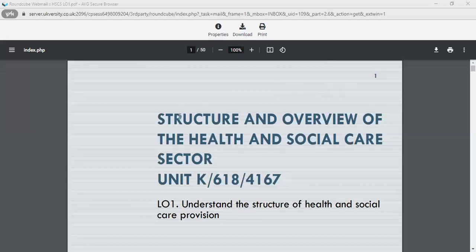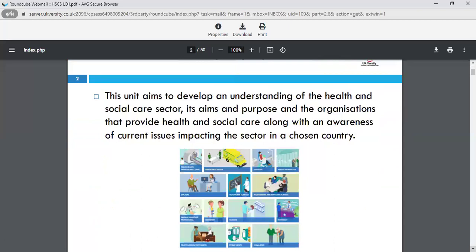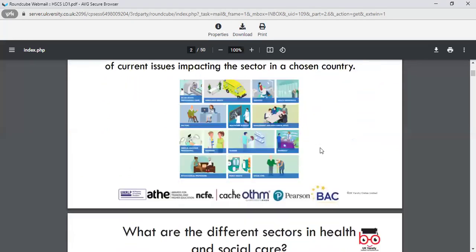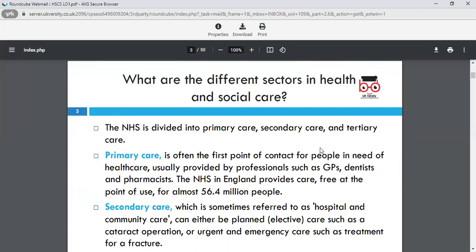Okay. So the first task, your learning objective, is to understand the structure of health and social care provision. So what will this unit aim at? It's to develop an understanding of the health and social care sector, its aims and purposes, the organizations that provide health and social care, along with an awareness of current issues impacting the sector in a chosen country. What are the different sectors in health and social care?